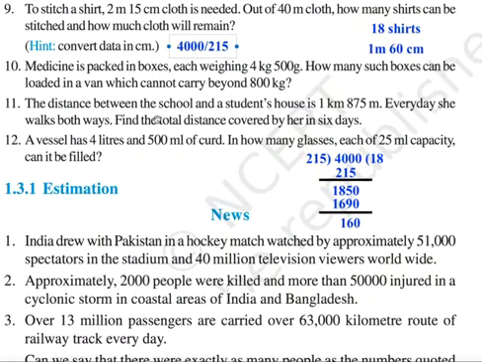Medicine is packed in boxes, each weighing 4 kg 500 grams. How many such boxes can be loaded in a van which cannot carry beyond 800 kg? Then here you have to do 800 by 4.5, to know how many boxes can be packed in the vehicle.